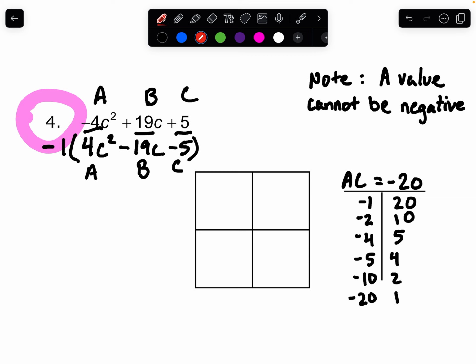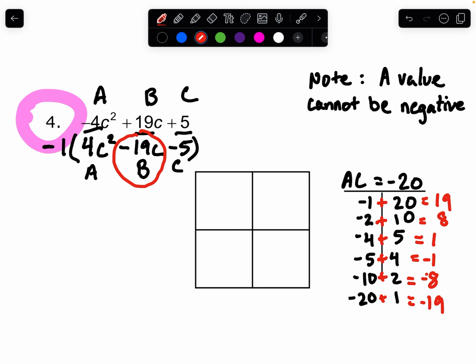Okay, again, we're looking for a B value of negative 19. So we would have a positive 19 right here, a positive 8. Negative 4 plus 5 is 1. Negative 5 plus 4 is negative 1. Negative 10 plus 2 is negative 8. And then negative 20 plus 1 is negative 19.